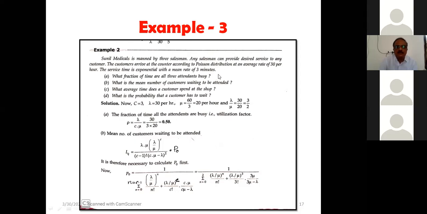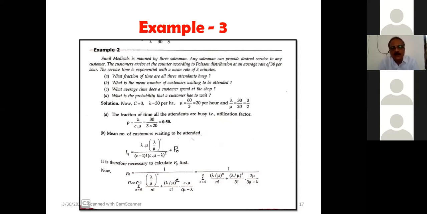So mu is actually equal to 1 by 3. So this becomes 1 by 3 multiplied by 60, so 20 per hour. And lambda by mu is 30 by 20, that means 3 by 2. So first question is, what fraction of time are all the 3 attendants busy? So we have to find out the utilization factor. How much time are they busy, all 3 attendants.